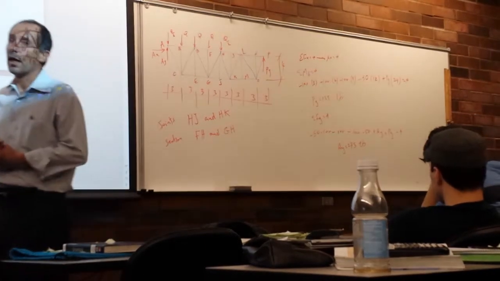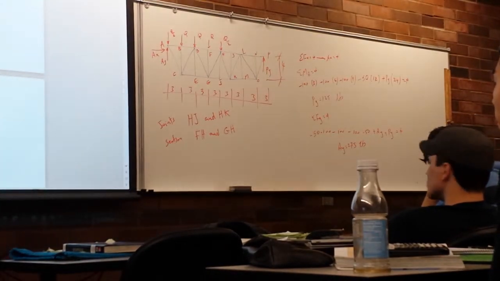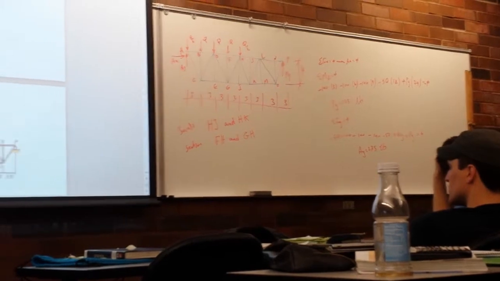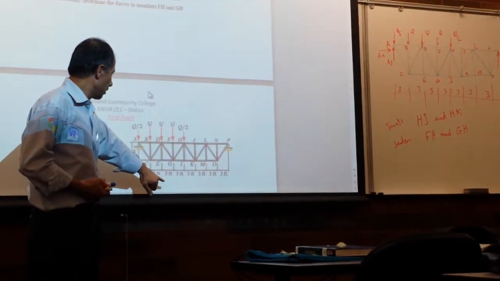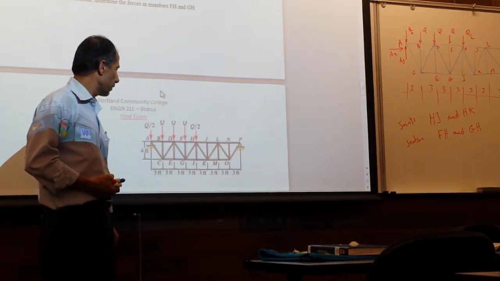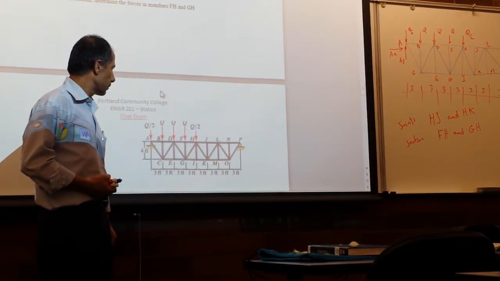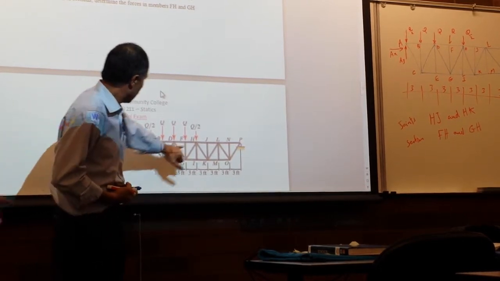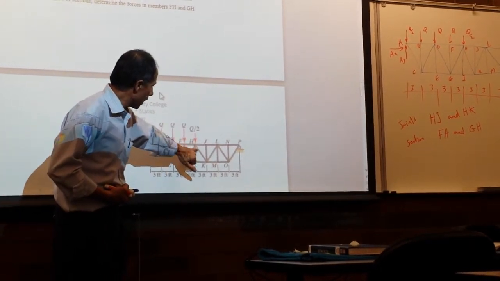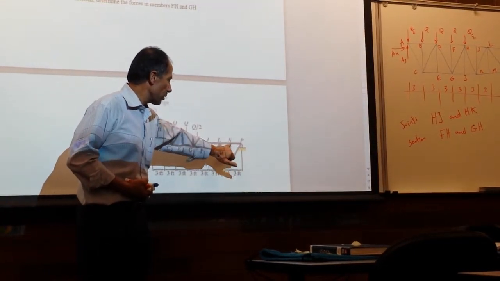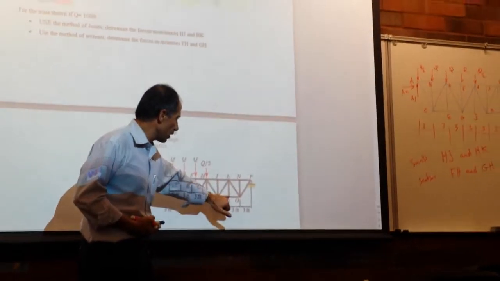Now I am looking for HJ and HK. HJ and HK, this one here and this one here, correct? HJ is on the top, this one, yes, and HK is this one.